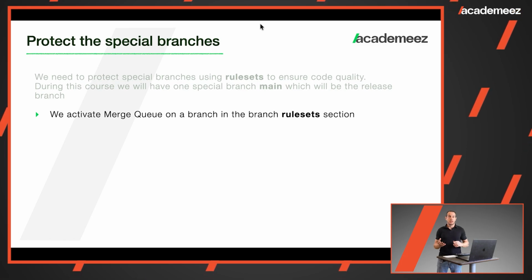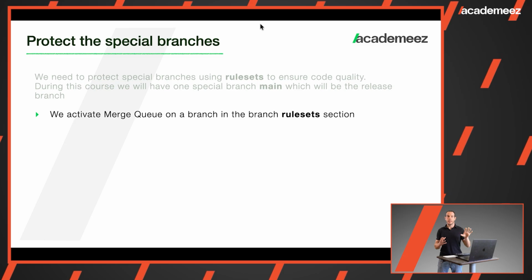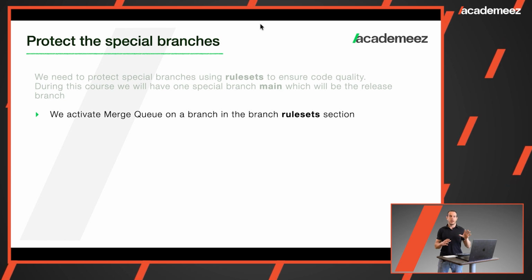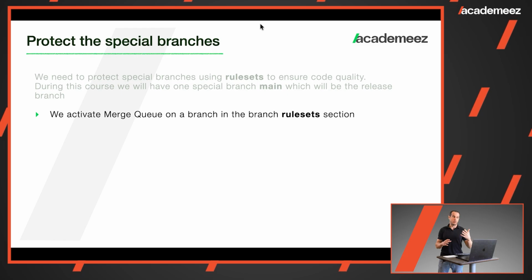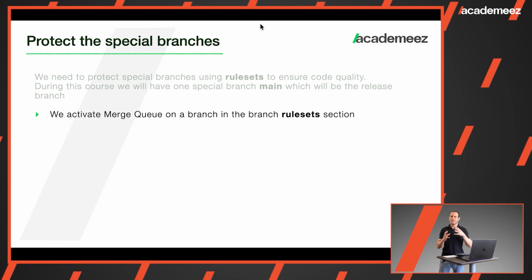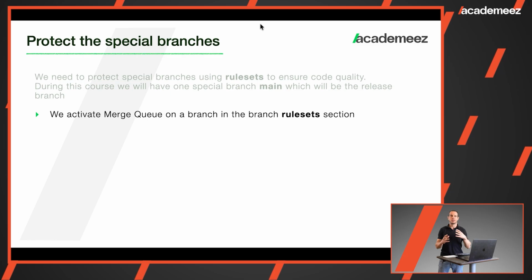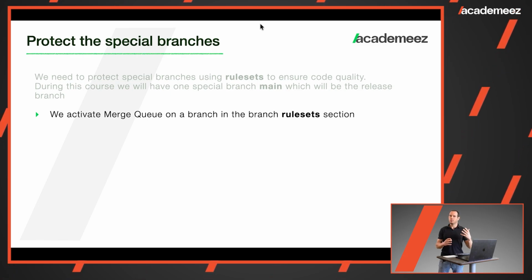So we need to protect those special branches, and we have, as we mentioned, one special branch in this course, which is main. So in GitHub, and I'm talking specifically about GitHub Merge Queue, you have different solutions for Merge Queue. We'll talk about it later, but GitHub provides a native solution for Merge Queue. So you can activate the native solution of GitHub Merge Queue, which is a simple Merge Queue. It is really easy to integrate because it's built in with GitHub Actions.